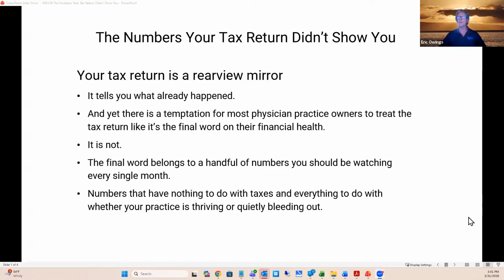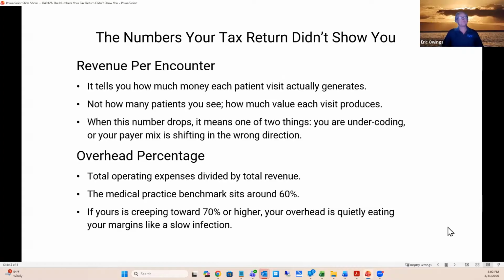They're what we call KPIs, and that is just an acronym for key performance indicators. Numbers that have nothing to do with taxes and everything to do with whether your practice is thriving or quietly hemorrhaging. So let's take a look. You may or may not be tracking these already. If you're new to practice, hopefully this is of some use to many of you. And we'll share the four that I'm aware of.